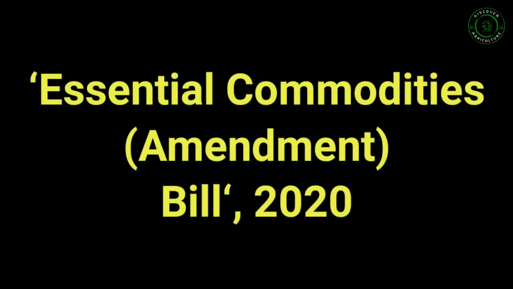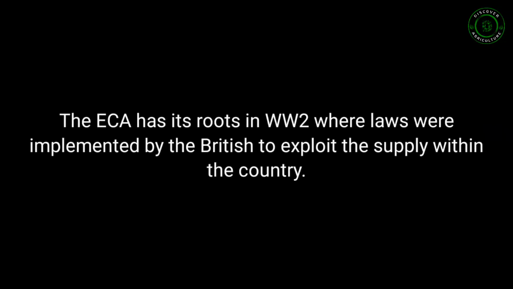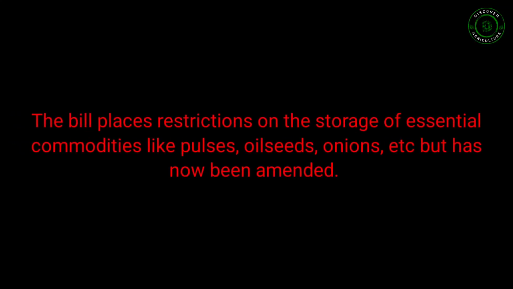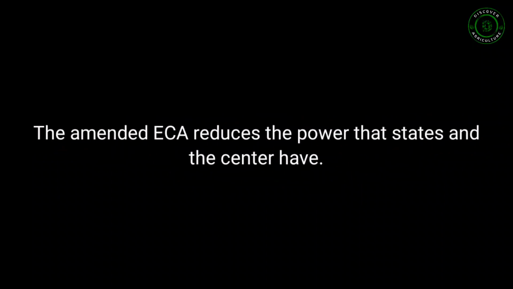Essential Commodities Amendment Bill 2020. Of all the three bills that have been passed, it is the ECA which was long overdue. The ECA has its roots in WW2, where laws were implemented by the British to exploit the supply within the country. The bill places restrictions on the storage of essential commodities like pulses, oilseeds, onions, etc., but has now been amended. The amended ECA reduces the power that states and the center have.